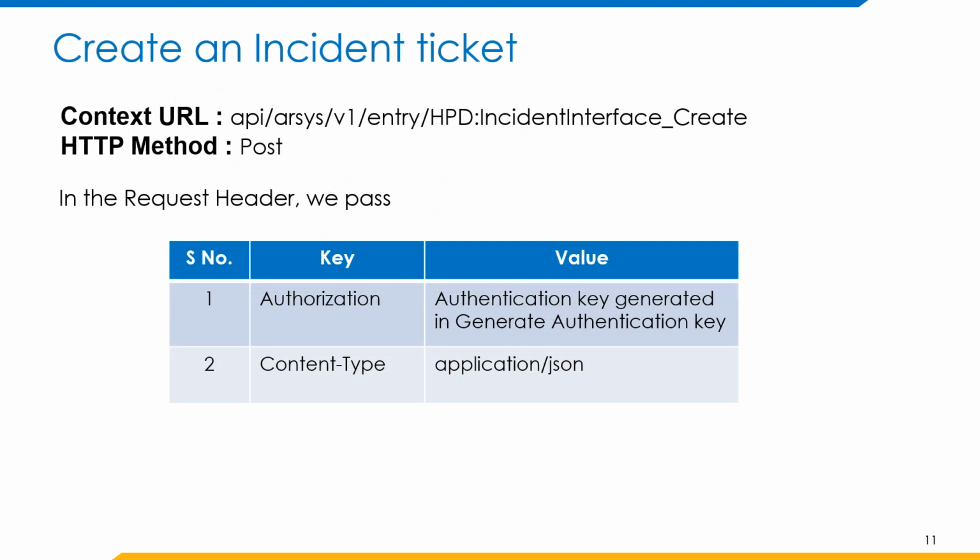Create an incident ticket. Here we are using this API to create tickets for provisioning failures in SailPoint. The HTTP method we will be using here is POST. As part of the request header, we will be passing attributes such as authorization and content type. Here the authorization is the authentication key generated in the generate an authentication key API call.